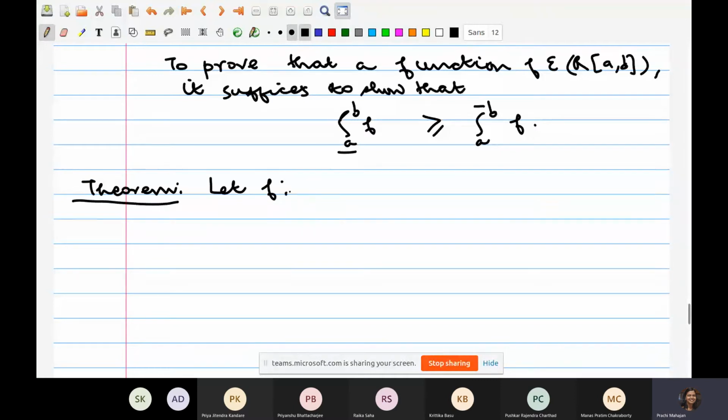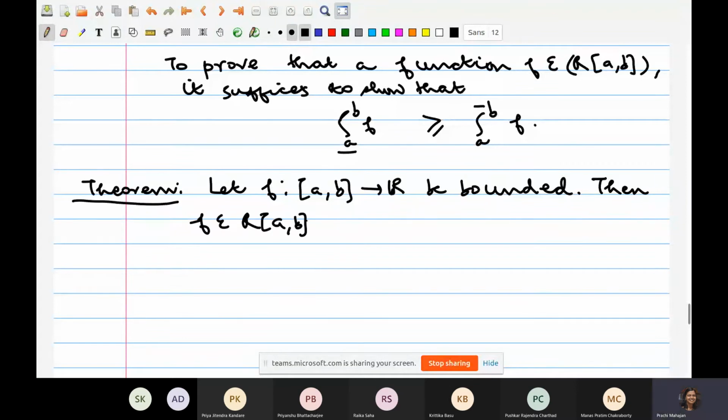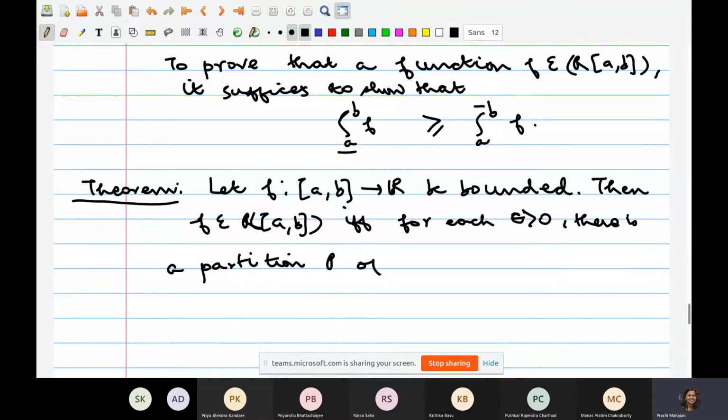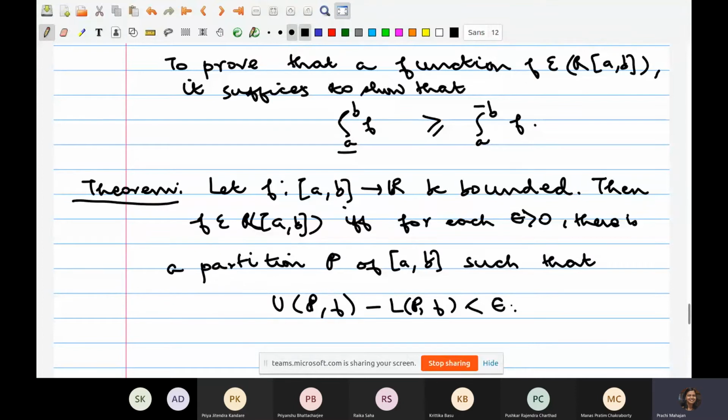So let f be bounded. Then f is integrable in the sense of the definition that we have given if and only if for each positive epsilon there is a partition P of the interval AB such that the difference between the upper sum and the lower sum corresponding to this partition can be made smaller than this prescribed epsilon.